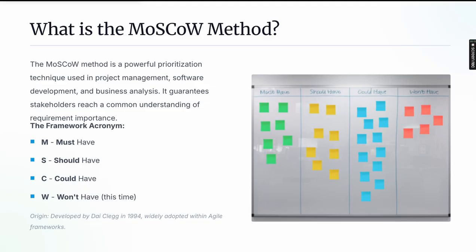Prioritizing requirements for effective project delivery. What is the MoSCoW method? The MoSCoW method is a powerful prioritization technique used in project management, software development and business analysis. It guarantees stakeholders reach a common understanding of requirement importance. The framework acronym: M stands for must have, S should have, C could have and W won't have this time. The method was developed by Dai Clegg in 1994, widely adopted within agile frameworks.